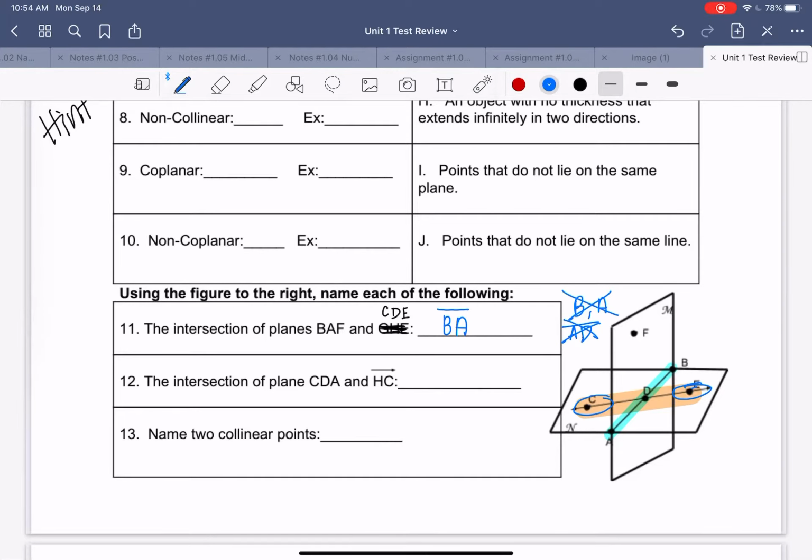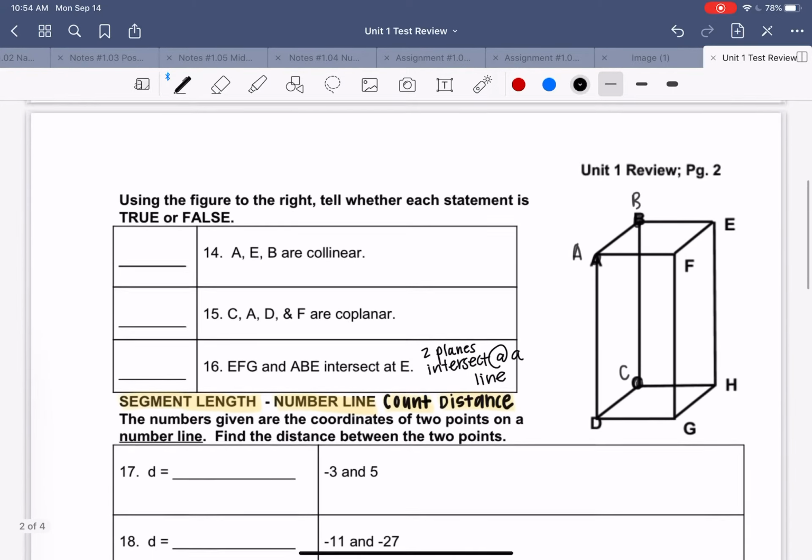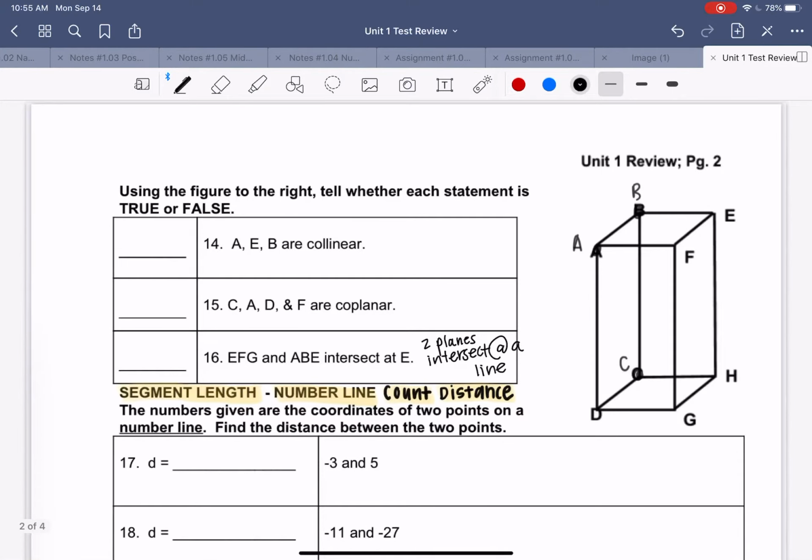All right, the intersection of plane CDA and HC, there is no HC here, but we did DE. So remember, the intersection of a plane and a line is a point, so I'm looking for a point. All right, and collinear just means points that are on the same line. All right, true or false, you will have something like this on the test. This is still unit 1.02/1.03.